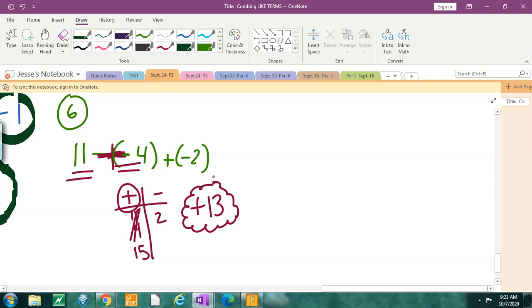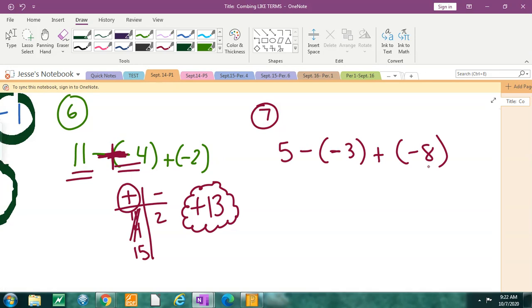All right, the next one, number 7. Again, I doubled it, so I'm just going to change the numbers. So 7 is, let's do 5 minus a -3 plus a -8. All right, try that one on your own. So I'm going to go ahead and do that one. 5 minus a -3 plus -8. All right, go ahead and do that.